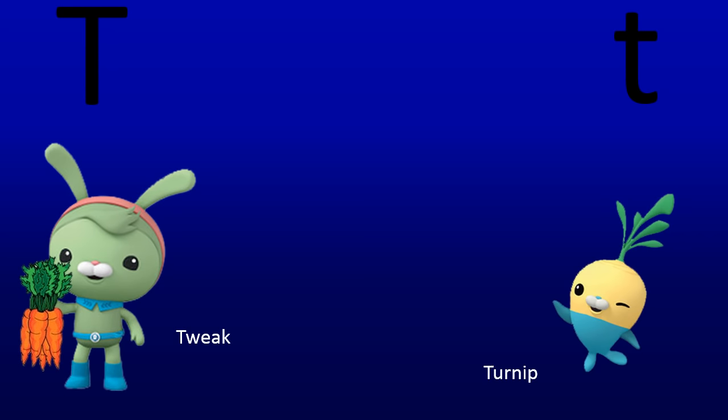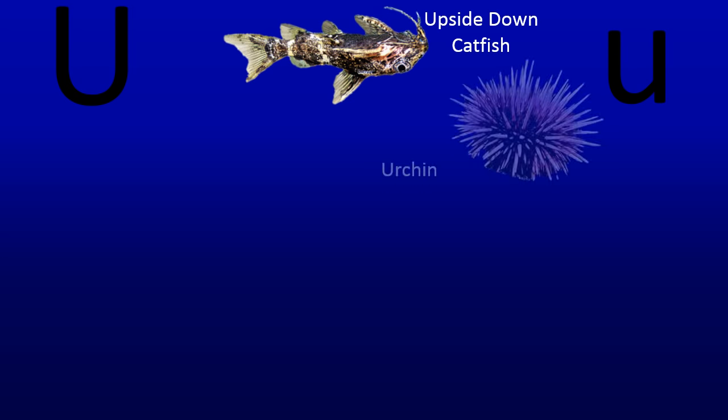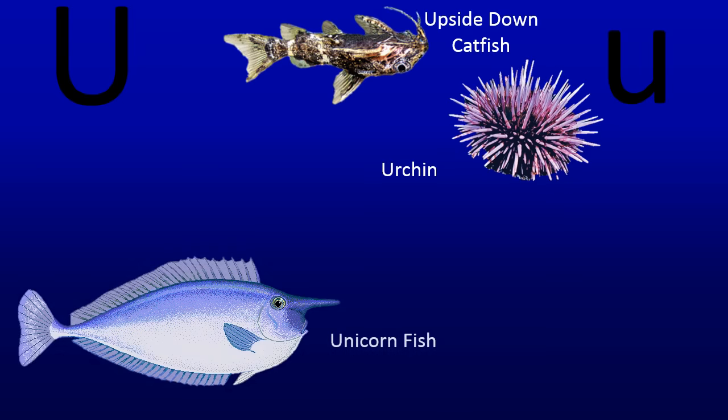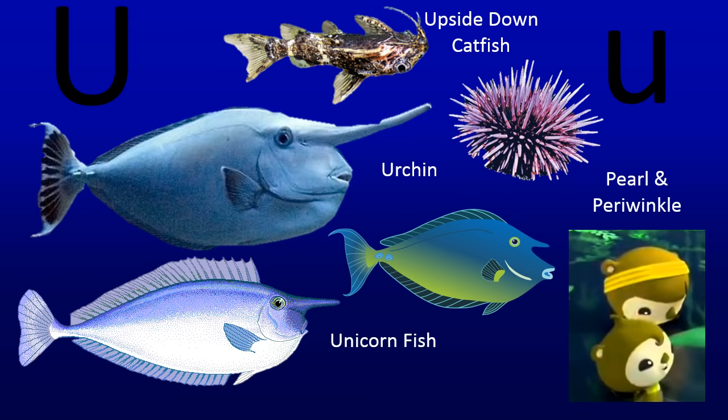For T, we saw Tweak and Turnip, and also another triggerfish, which looks similar to the one with the long name. Do you remember the name? The Humu Humu Nuku Nuku Pua. Moving to the letter U, there was the upside down catfish, lots of urchins, we saw three unicorn fish, and in the picture we saw Shellington's sister, Pearl the sea otter, and Shellington's niece, Periwinkle.